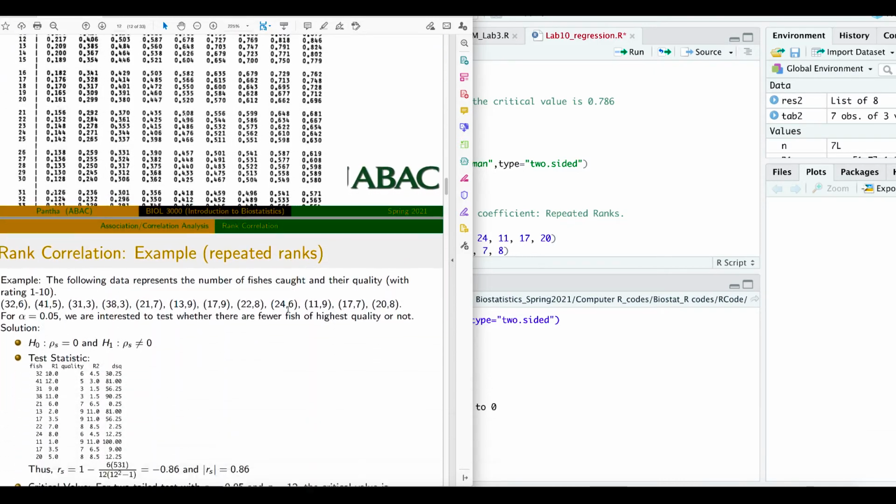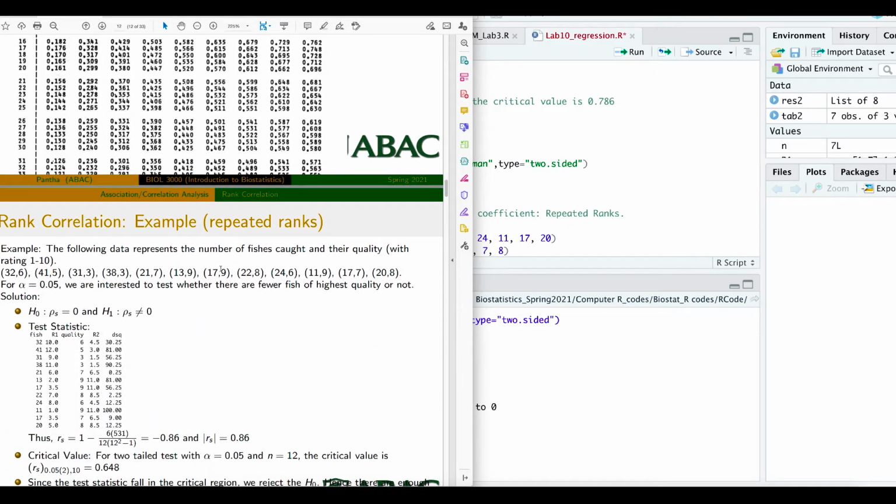This is another example. The following data represent the number of fishes caught and their quality with rating 1 through 10. What does that mean? So they collected 32 fishes of quality 6, 41 fishes of quality 5, 31 fishes of quality 3, another block of 38 fishes with quality 3, and so on. For alpha equals 0.05, we are interested to test whether there are fewer fish of highest quality or not.